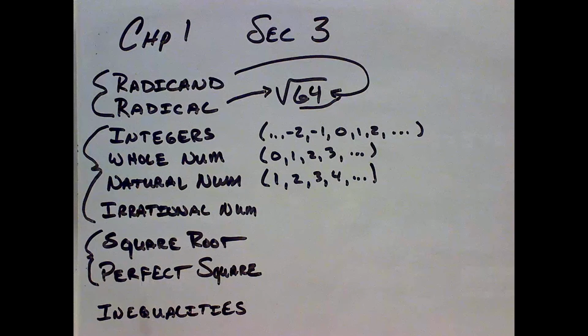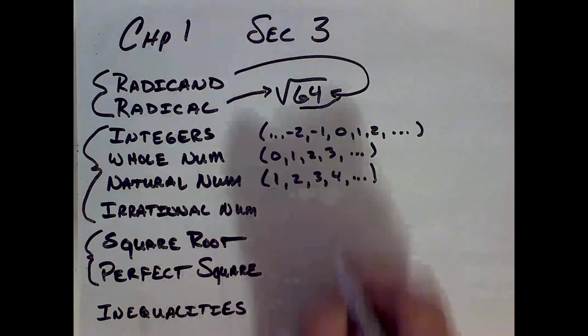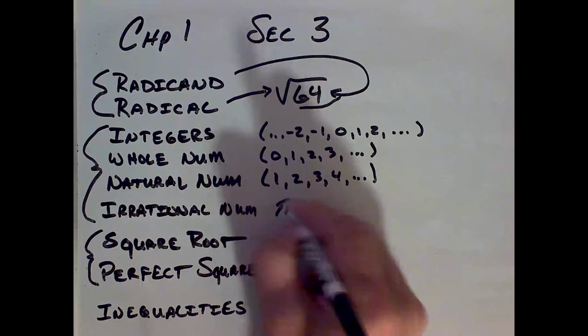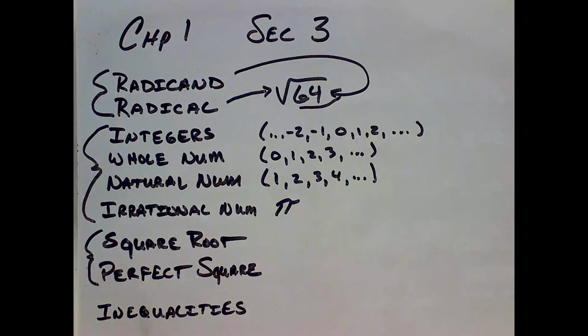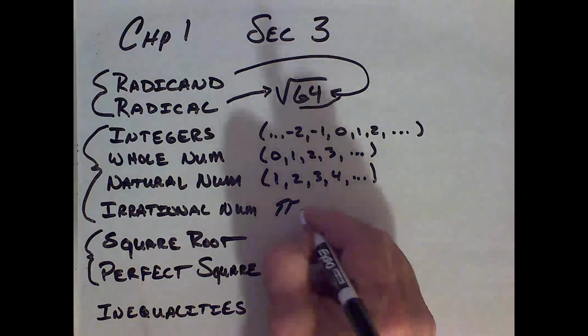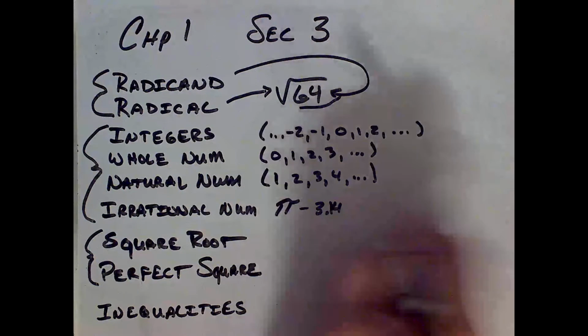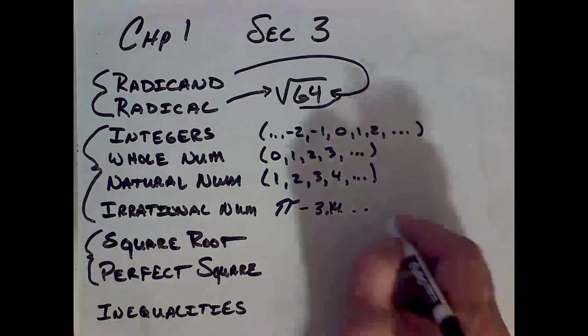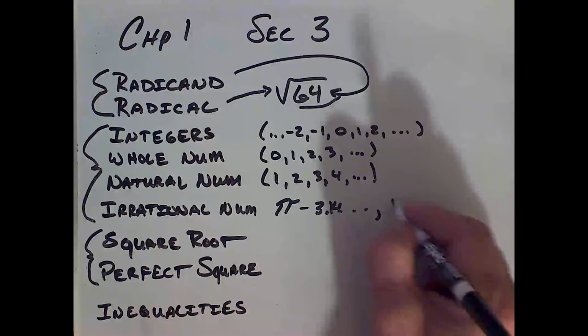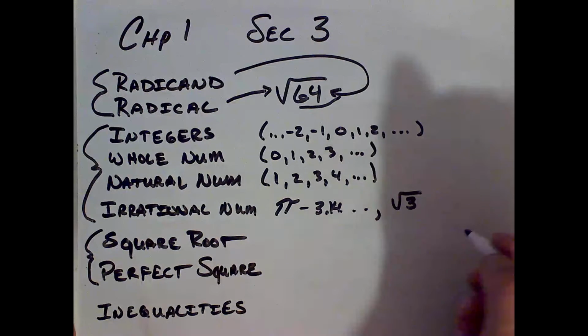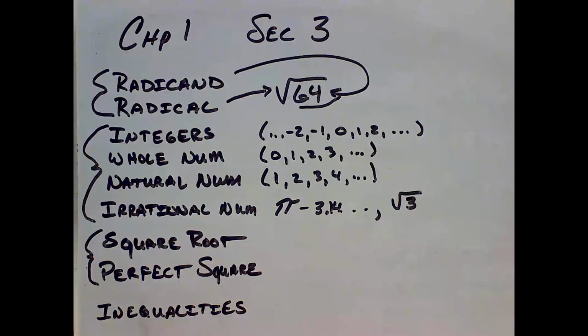Now the irrational numbers are numbers that have decimals that just keep on going. One of them would be pi, the term pi, and that's 3.14 all the way through. Another one would be the square root of 3. This happens to be an irrational number.